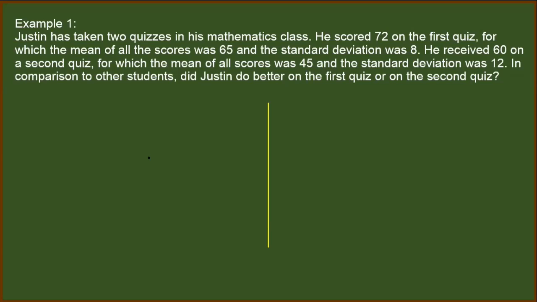So, what we are going to do with this is we will identify the standing of Justin as compared to other students. Where did he perform better? Is it on the first quiz or on the second quiz? Since we are dealing with comparison with other students, it gives us a clue that we are solving for the relative position. What is the standing of Justin's score as compared to the scores of his classmates for the first and the second quiz? And then afterwards, we will compare.